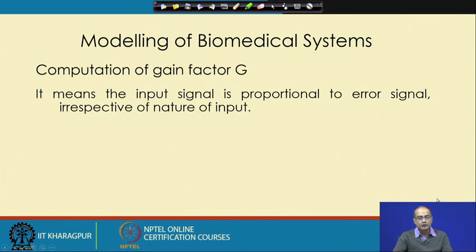So, what we can do is that the input signal is proportional to the error signal, or we can say the other way round, the error signal is proportional to the input, irrespective of the nature of the input.